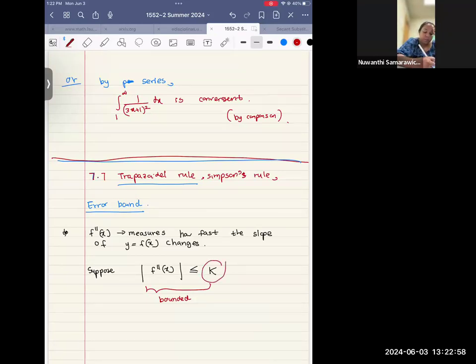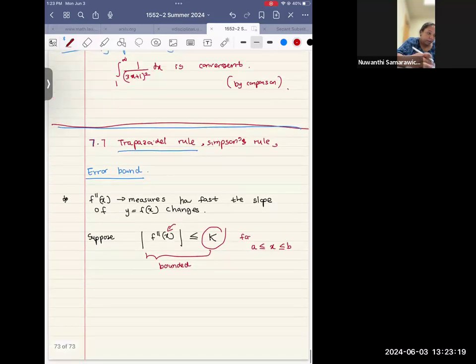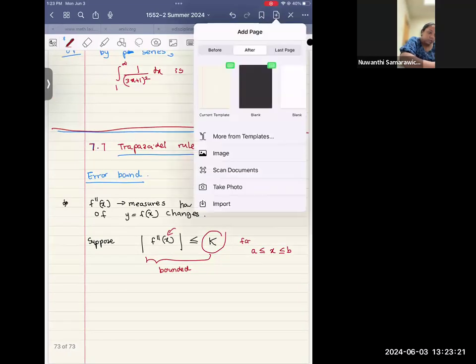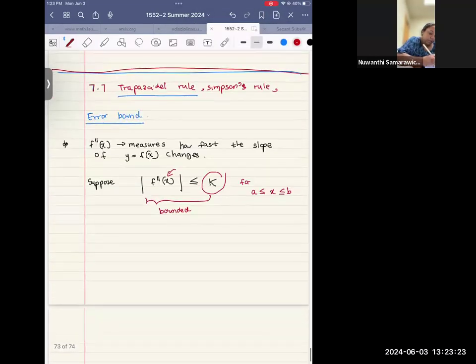Always, whenever you substitute x values, you get a value which is less than or equal to a constant k. That is the idea of being bounded, for x between a and b.